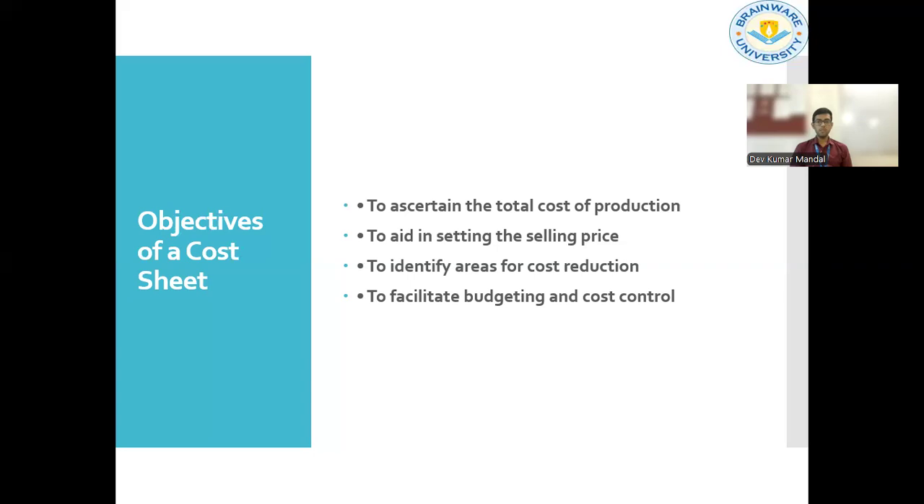It also helps to identify the areas of cost reduction, that is cost minimization. Cost reduction means cost minimization. If you want to minimize the cost, you can look at the cost sheet, and from the cost sheet, you can minimize the cost of production as well. It also helps in the preparation of budget and cost control.